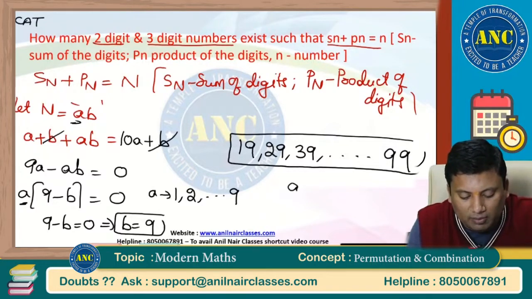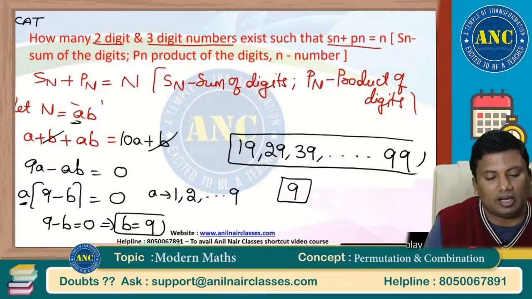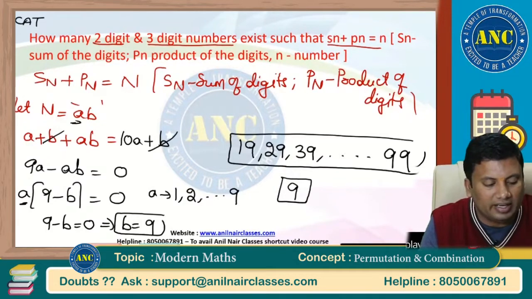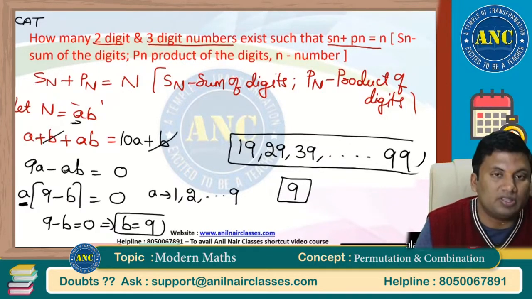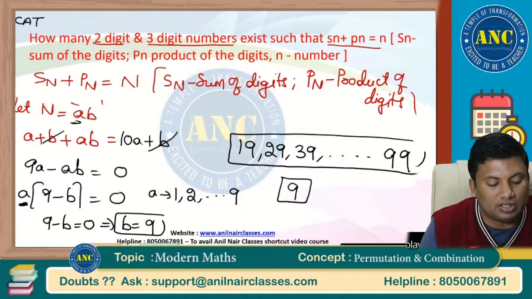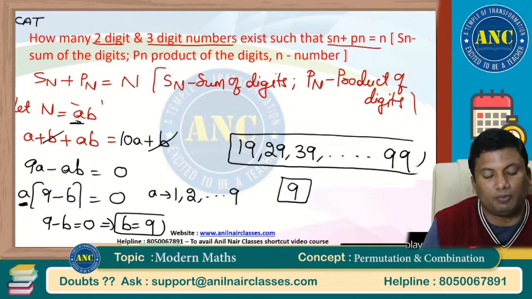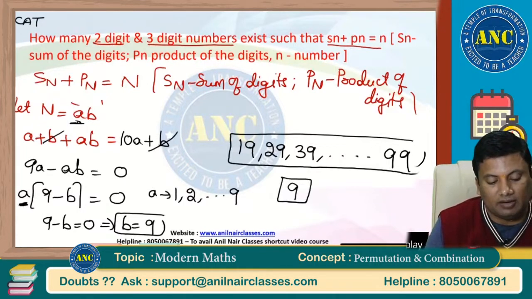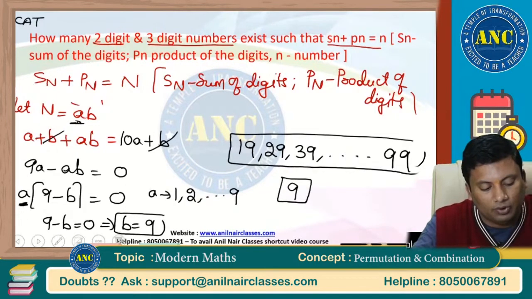So 2-digit numbers, how many did I get? 9. I hope the idea is clear. Product of two numbers, if it is 0, either one of them is 0 or both of them have to be 0, right? A cannot be 0 because A is there in the leftmost. I hope the idea is clear. 19, 29, 39 and so on up to 99.